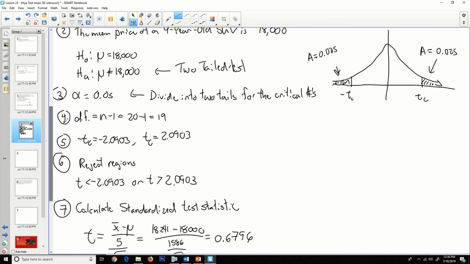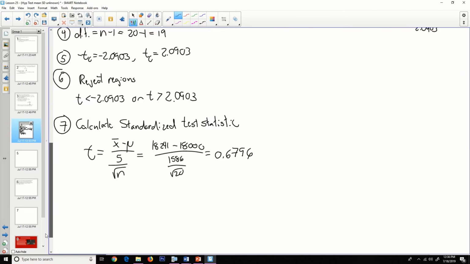And so clearly, if I'm using regions to make a determination, this tc right here is 2.0903. The one that we found, our t, is equal to 0.6796. So clearly that's inside that region, so we would fail to reject the null hypothesis in this particular instance.